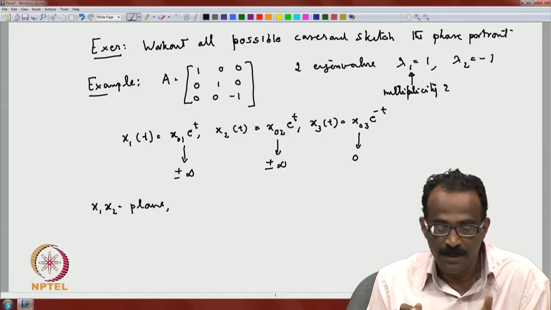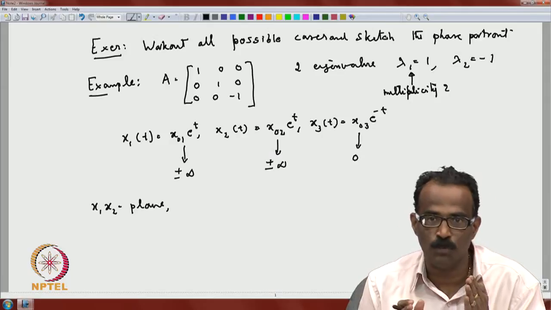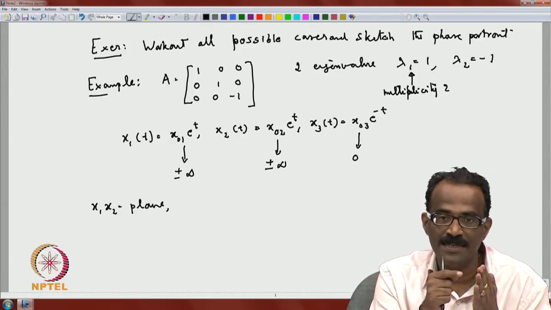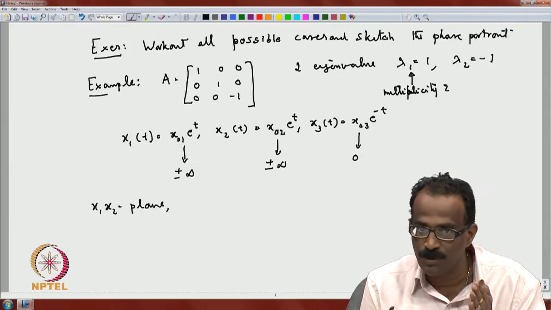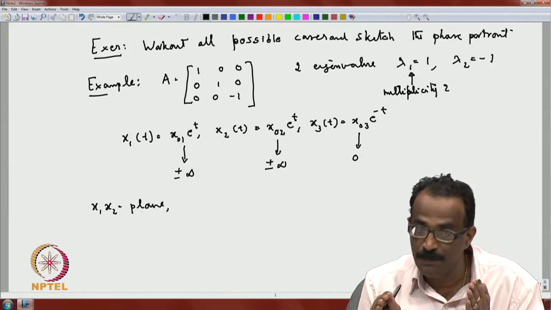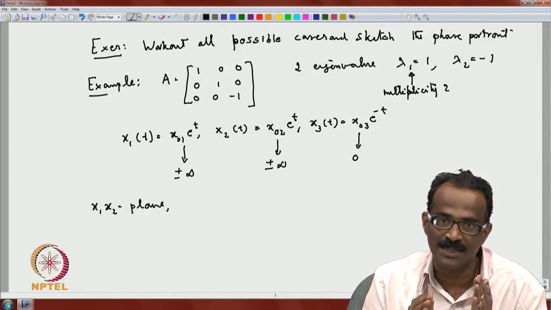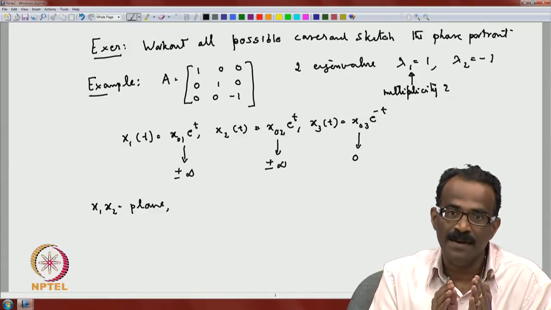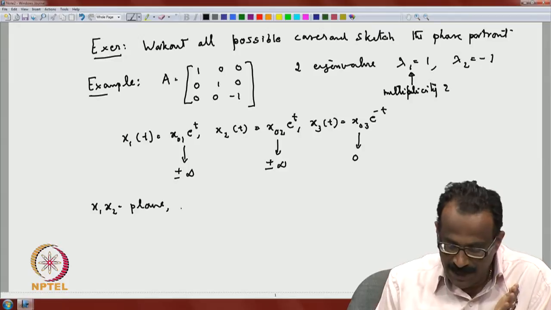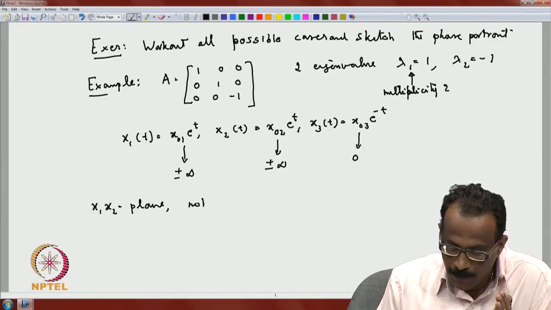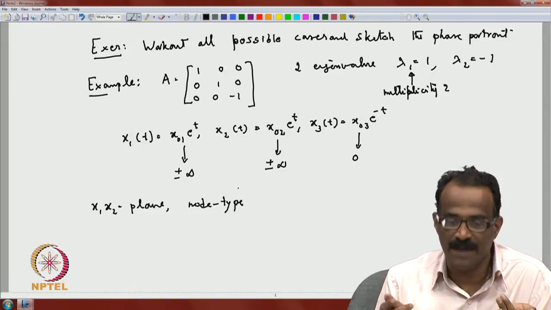So that graph, if you are looking only at initial values in the x1, x2 plane, if you are starting with an initial third component 0, then x03 is 0, so x3(t) will be 0 for all t, and hence if you are starting a solution in the x1, x2 plane, it will remain there. And in that case, it is a node type singularity. These are straight lines because you have the same eigenvalue 1.